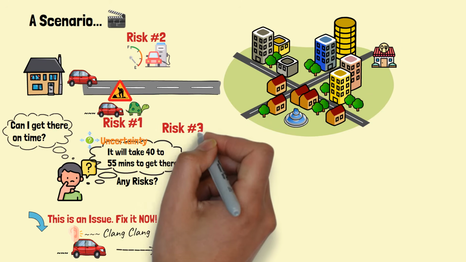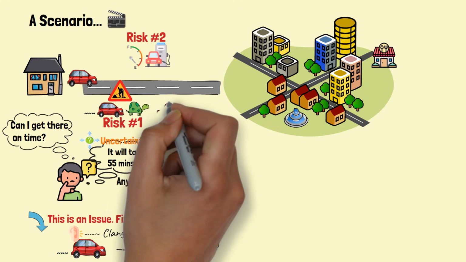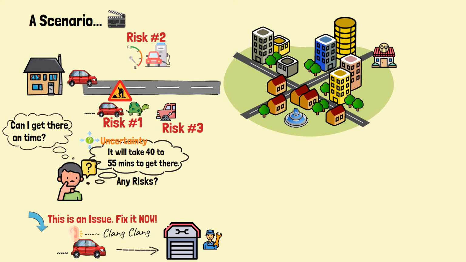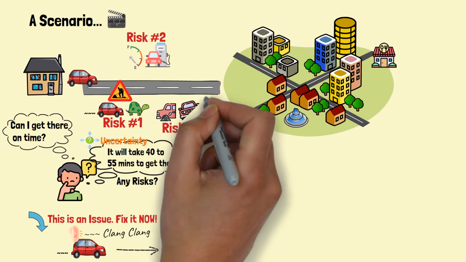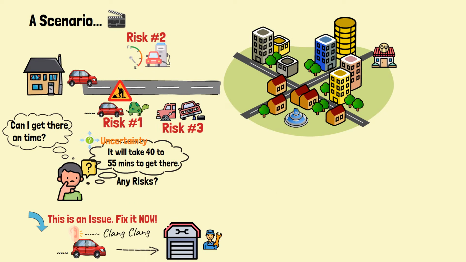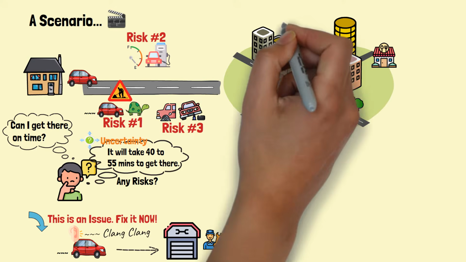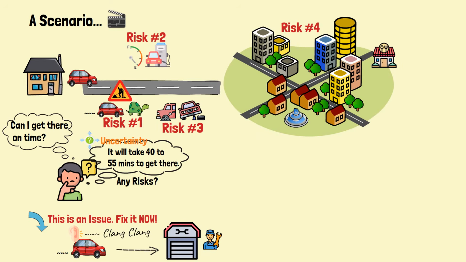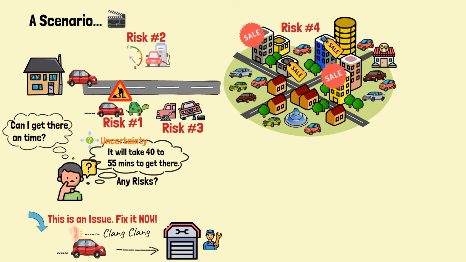Risk number 3. As a result of a flat tire, you would need to stop at the roadside and change the tire, and you would be late for dinner. Risk number 4. As a result of seasonal sales in the city center, you may find it difficult to get a park space, and you will be late for the date.